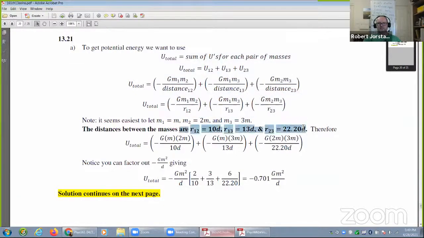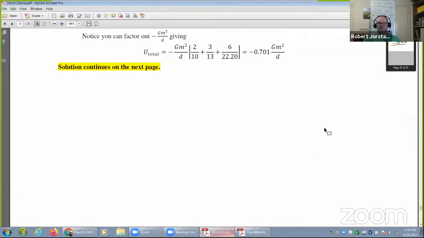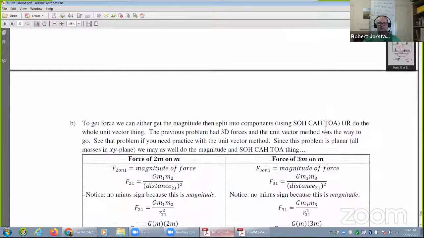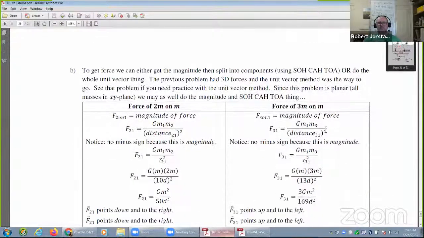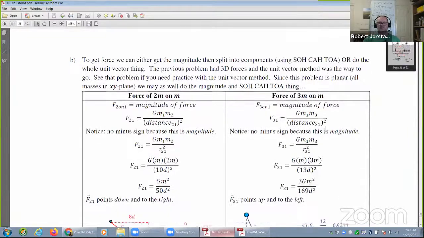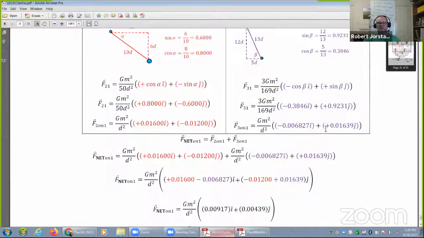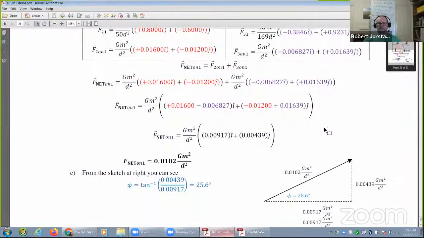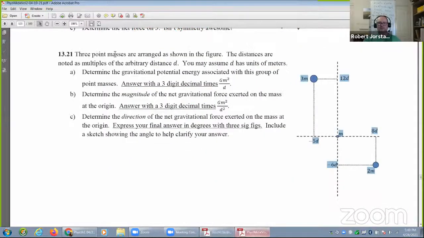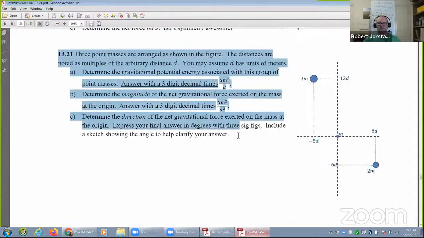Okay. The distances are tricky, so make sure you do it. All right. And then here's different ways of getting the forces. You could do SOHCAHTOA or whatever you want. But so I figured out those forces, and then I added them together and did the gory detail and drew it. I really think if you can handle this problem, you probably can handle the problem on the test for the final exam that involves gravity.